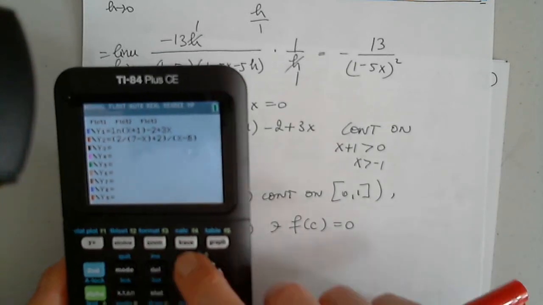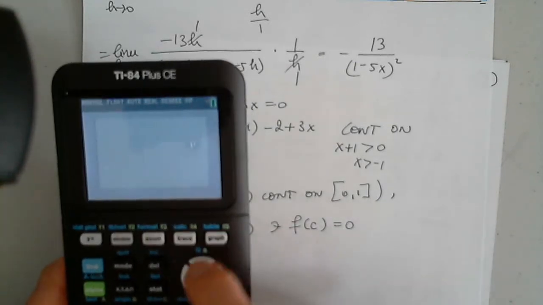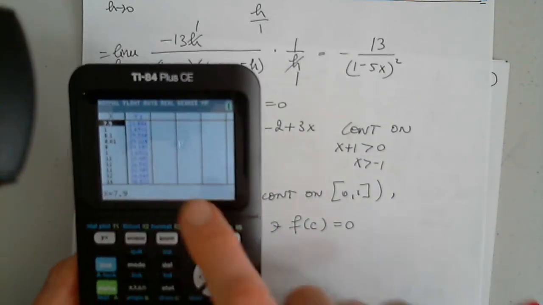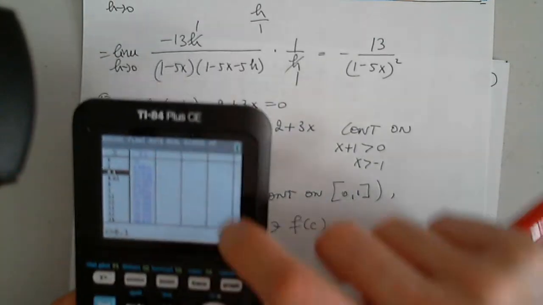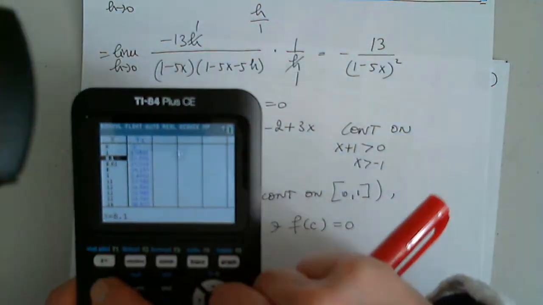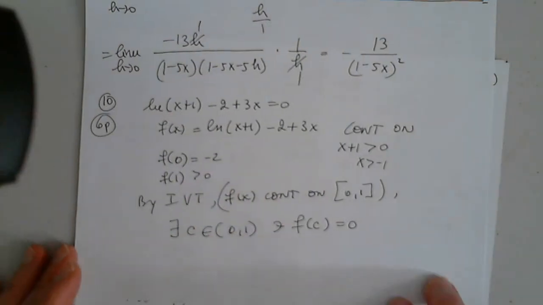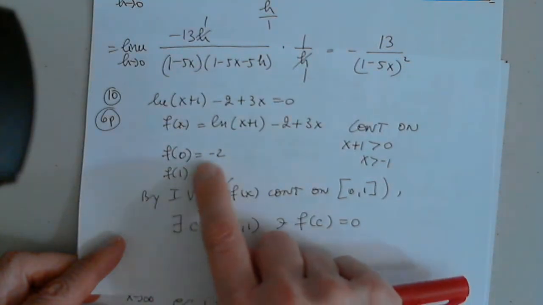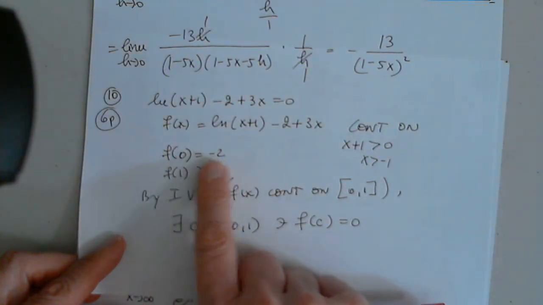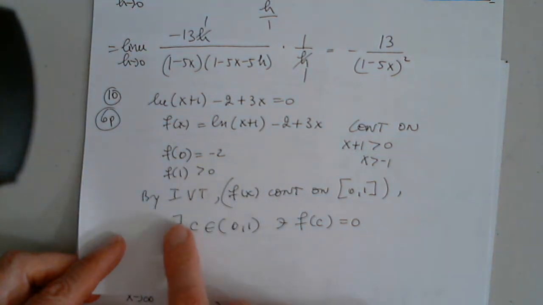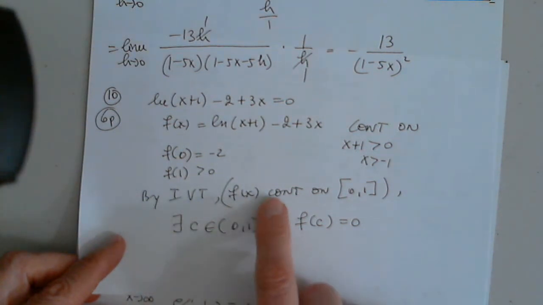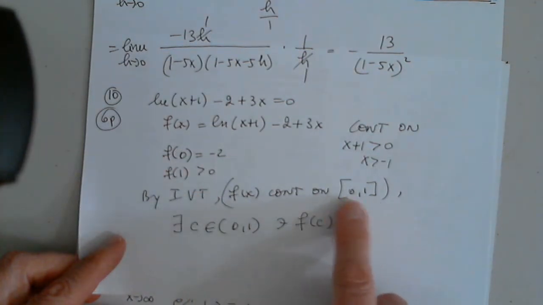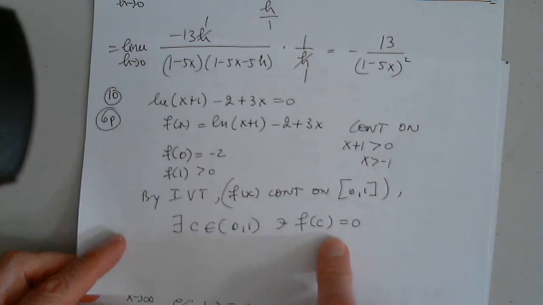I plugged in, I didn't mean that, I meant this. So I plugged in 0 and then 1, and I saw that the function changes sign. Knowing that it's continuous between 0 and 1, and it changes sign, I'll say, by the intermediate value theorem, here are the answers. f of 0 is negative and f of 1 is positive. By IVT, since the function is continuous on [0, 1], there must exist a c in the interval (0, 1), open here, open here, such that f of c is 0.